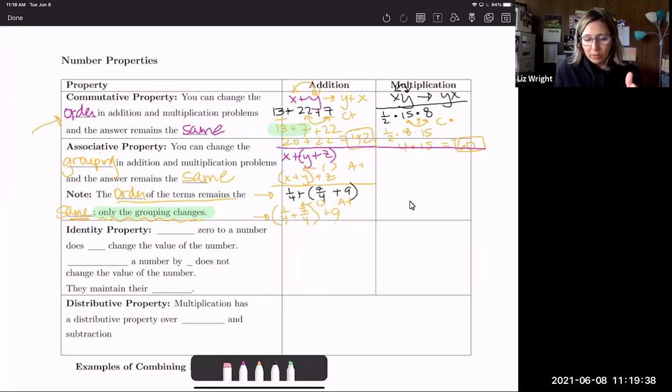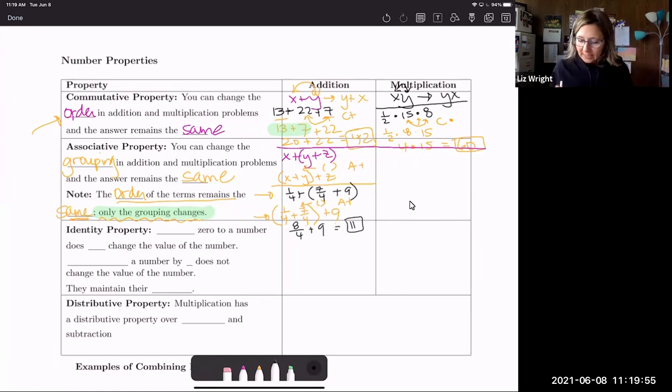1/4 and 7/4, that would give us 8/4. Whoops, gotta turn my pen on, Liz. That's going to be 8/4 plus 9. Well, we know 8/4 is 2. 8 divided by 4 is 2. 2 plus 9 is 11. That was so much easier to do.